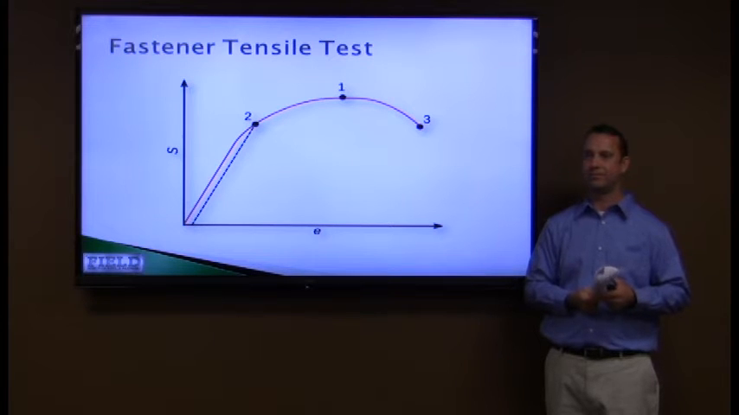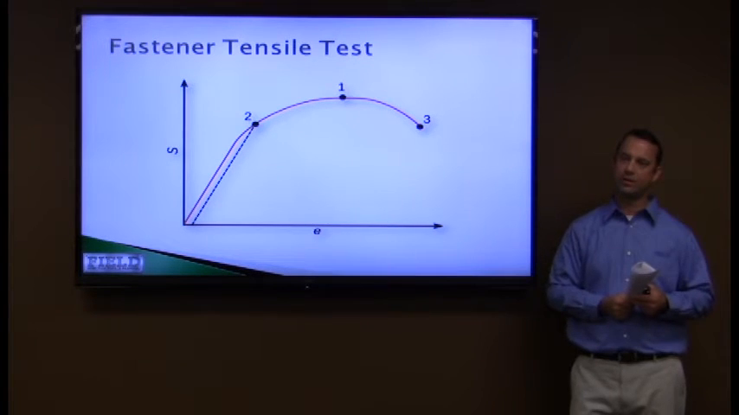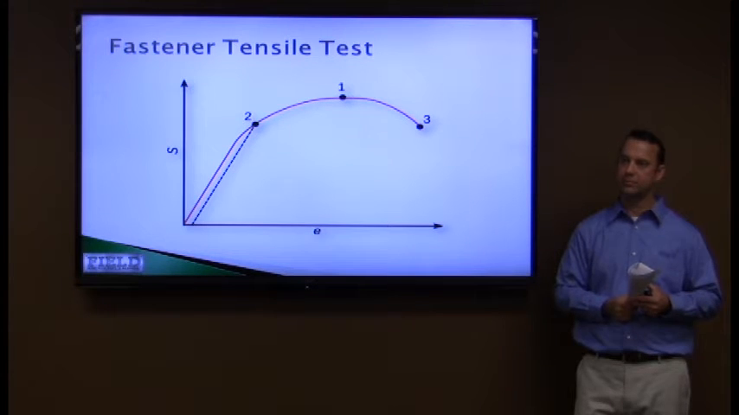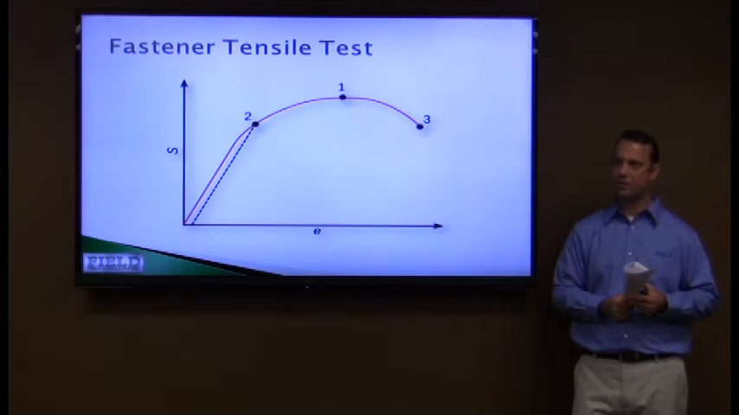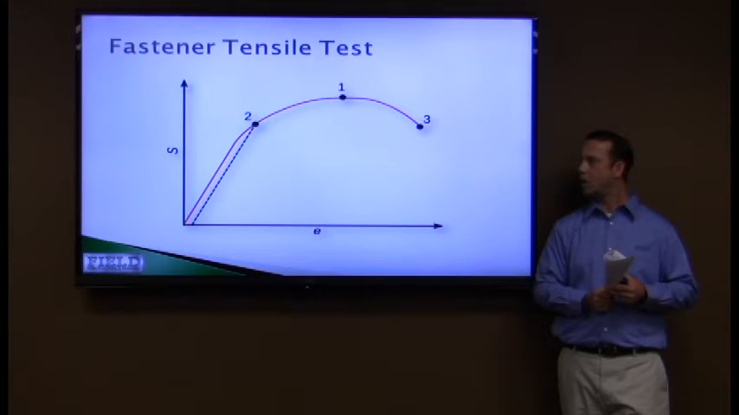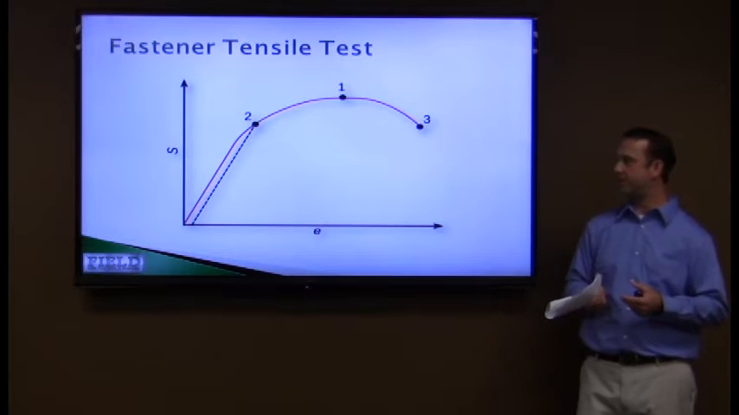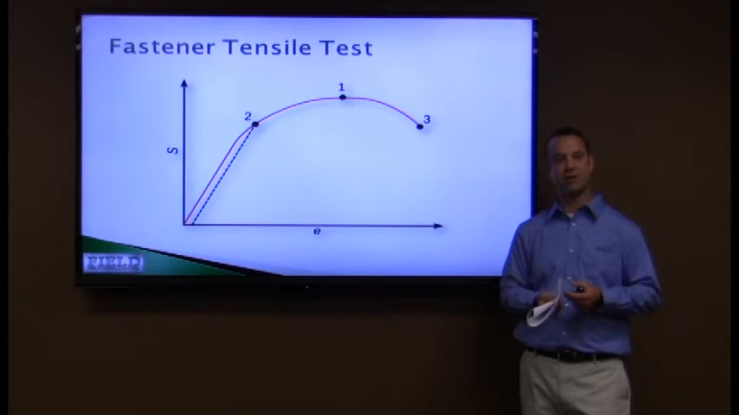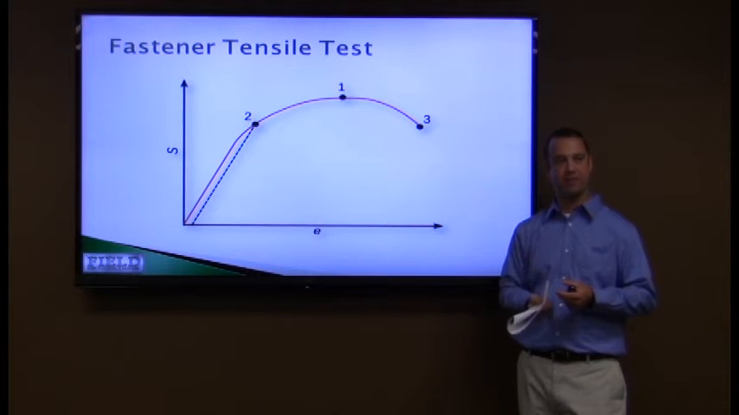Randy? Proof load is right before your yield strength, and I think it's kind of hard to determine. It's normally, what, 70 or 80% of your yield? In general, that's a good rule of thumb. Proof load isn't something that you can actually measure on a fastener. It's something that's specified out in the specification.